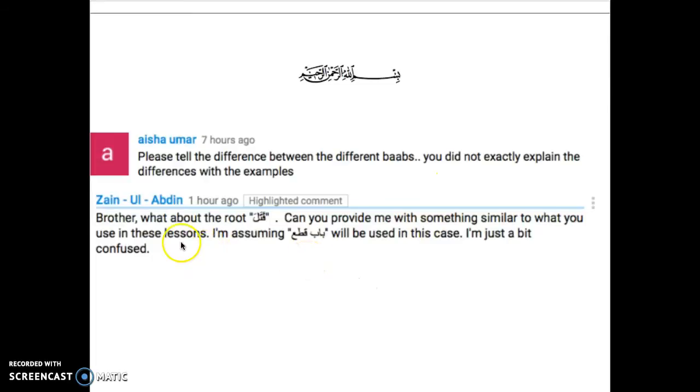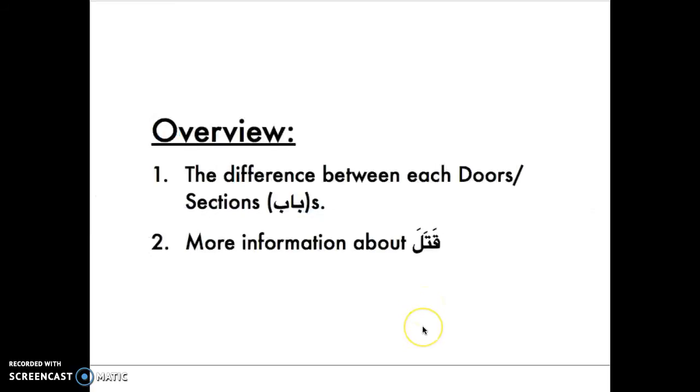The second one is asking about the root of the word qatala, and I feel like those two questions are very related. We're going to do them in order of who asked them first. So we're going to do this one first, and then that one. All right, sounds good, so we know what we're going to do. Let's begin. As promised, this is going to be our overview.